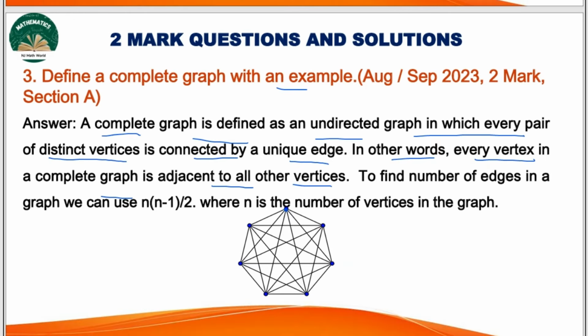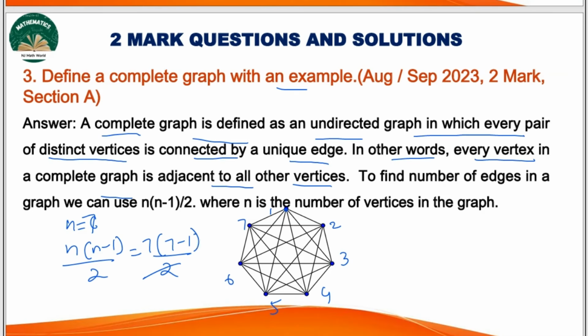To find the number of edges in the graph, we can use the formula n into n minus 1 divided by 2, where n is the number of vertices in a graph. So if I want to find how many edges are there in this graph, I see the vertices are 1, 2, 3, 4, 5, 6, 7. So n is 7, then it will be n into n minus 1 divided by 2, that is 7 into 7 minus 1 divided by 2. So it will be 7 into 6 divided by 2. 2 threes are 6, so 7 threes are 21. So there are 21 lines, that is edges, in the given complete graph.